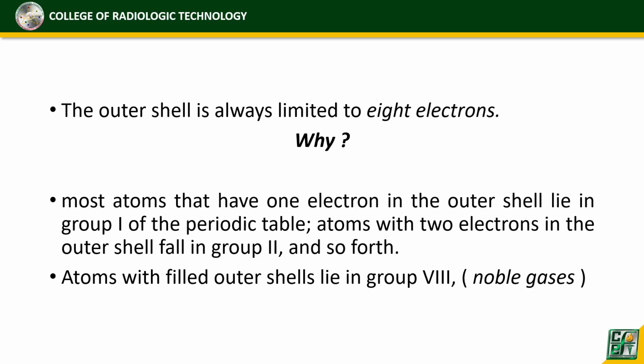Why? Okay? Because most of the atoms that have one electron in the outer shell lie in group 1 of the periodic table hanggang sa makarating nga sa group 8. Yung noble gases na tinatawag. Okay? Yung binanggit natin kanina. So yan yung reason kung bakit the maximum electron ng outermost shell ay limited sa 8 electrons. Okay? So malinaw po ba?